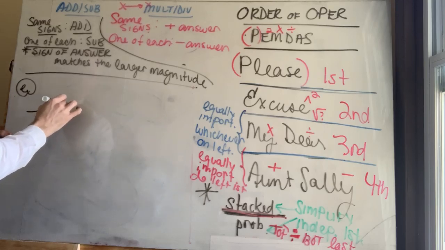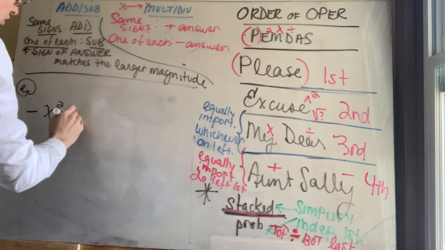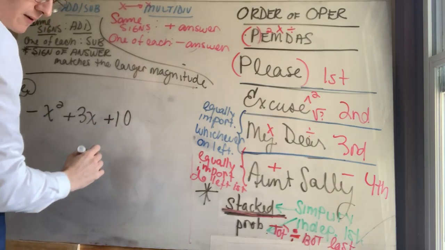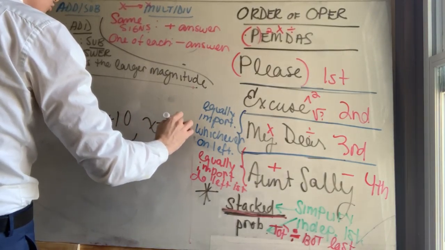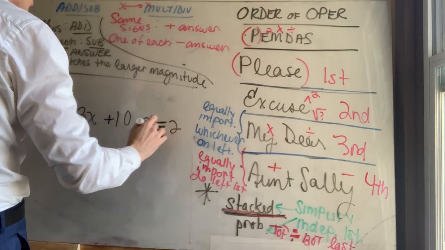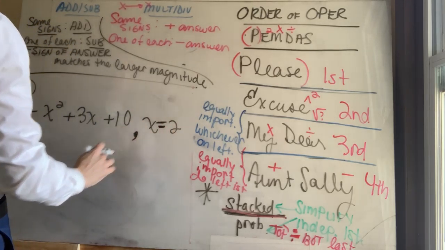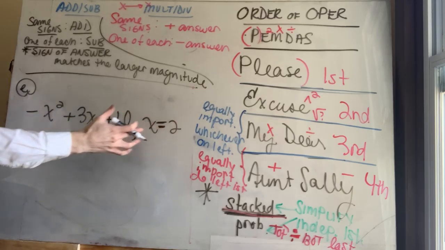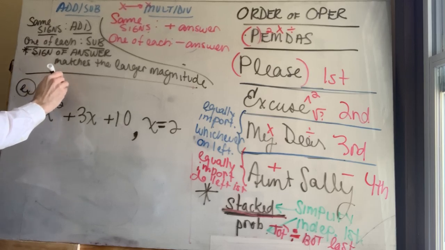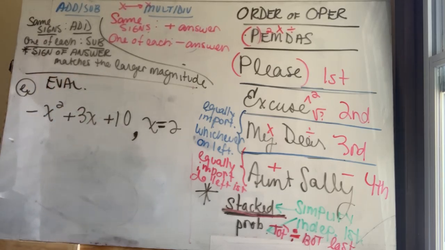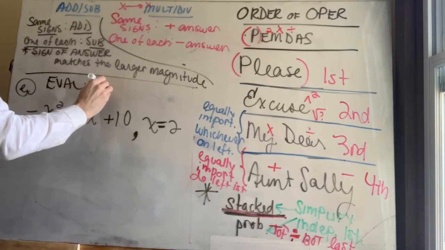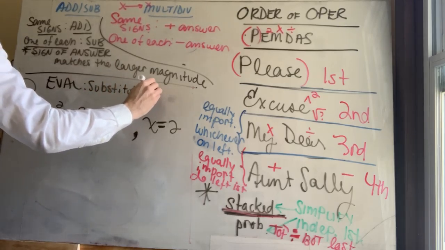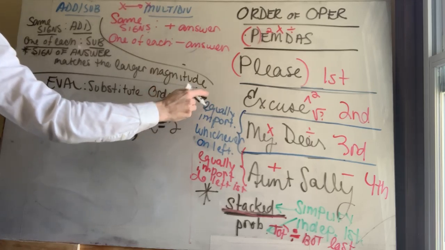Something like this, you could probably guess what the instruction is, and that's not a bad thing to have intuition. It's just that, you know, do check. All right. If you saw an algebraic expression, there's a comma here. Negative x squared plus 3x plus 10, comma, and then x plus 2. This is an example of a problem where you would have to evaluate, right? Which basically means substitute. Right, and then use the order of operations, this stuff.